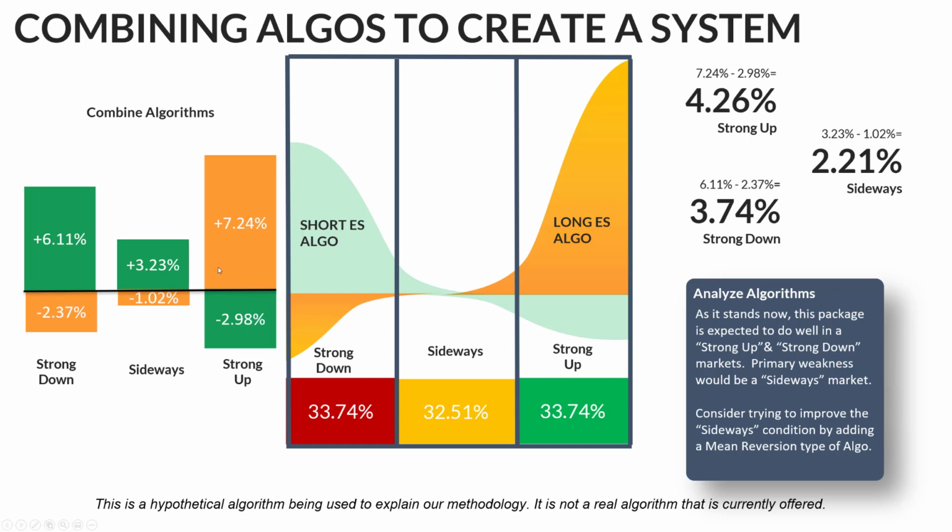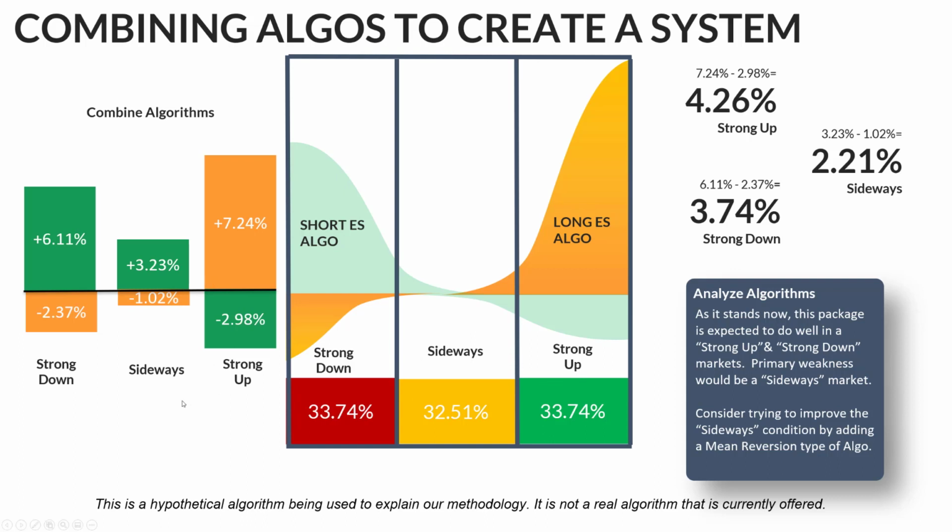And when that happens, I have a decent degree of confidence that my long S&P algorithm will average 7.24% in those months. And I've got a decent expectation that my short algorithm on average will lose about 3% on those. So then what do you do? You just add them together, and on average, in my strong up case, I would expect to do 4.26% per month. And hopefully now you kind of see why I was laboring so much showing you the strong down, sideways, strong up, and why we do that.